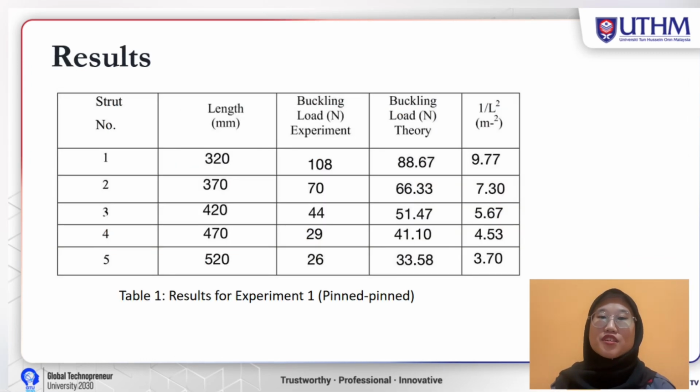So this is the result for experiment 1, pin-pin. As you can see in the table: length in millimeter, buckling load in Newton, and I over L squared in millimeter squared. We use lengths 320, 370, 420, 470, and 520. The experimental loads are 108, 70, 44, 29, and 26. So we got I over L squared as 9.77, 7.3, 5.67, 5.53, and 3.70.